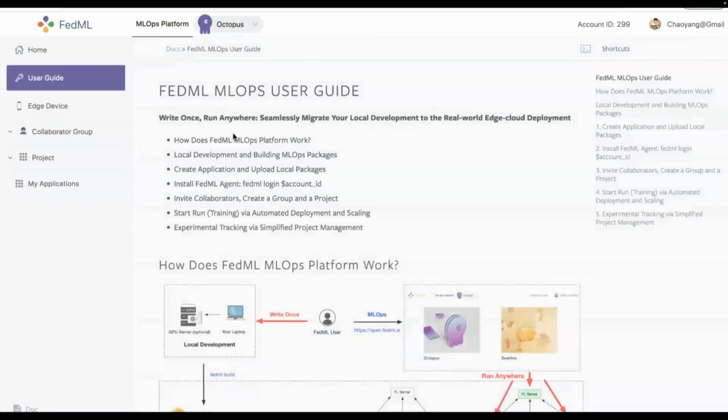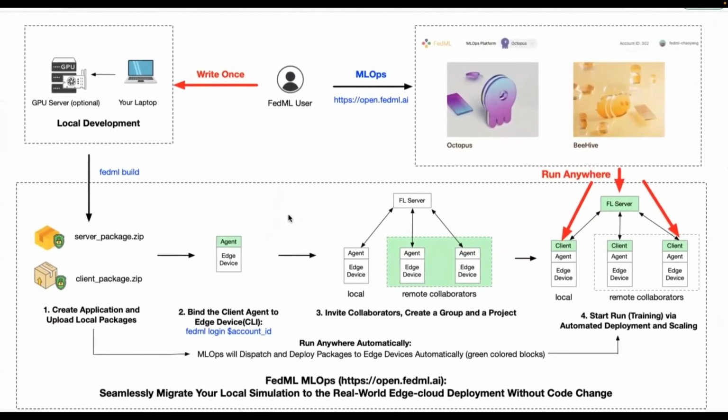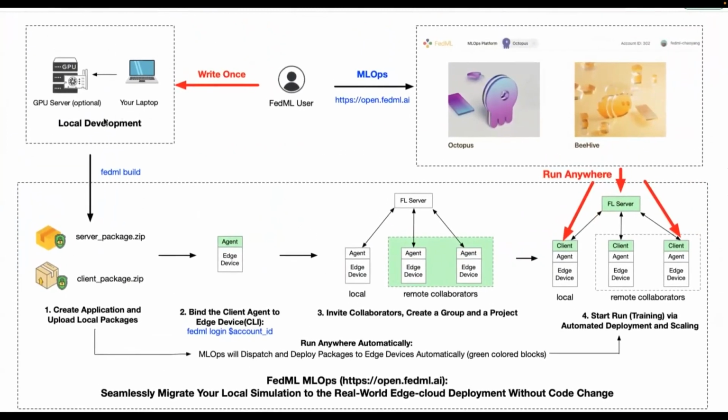Let's take Octopus as an example. There are 4 key steps. First, you only need to write the source code once, which is to develop the source code and generate deployable packages locally. And then you can create an AI application and upload the packages on Octopus.